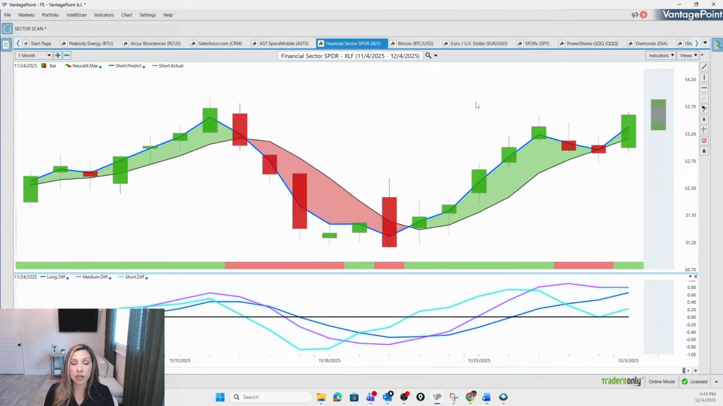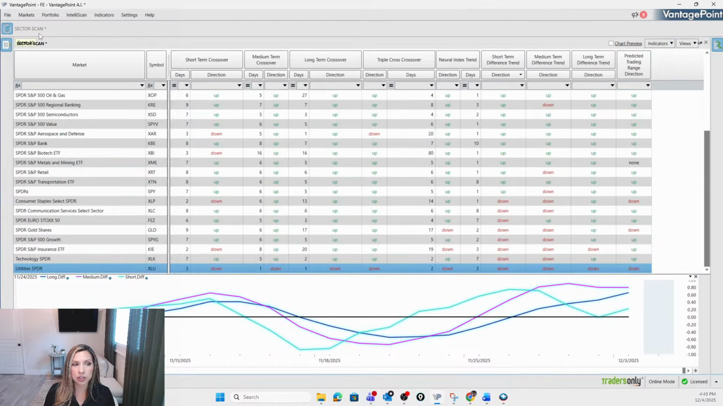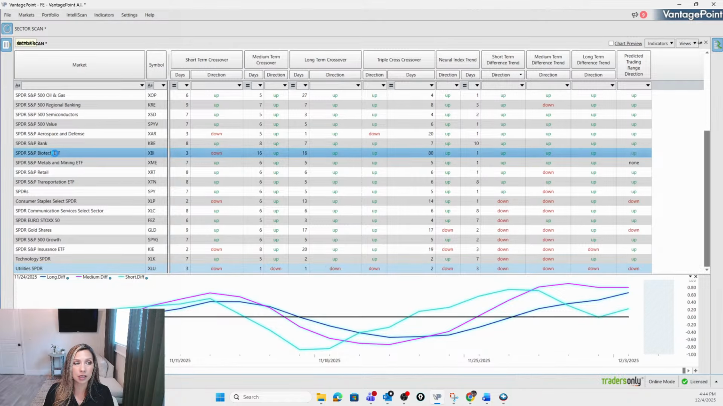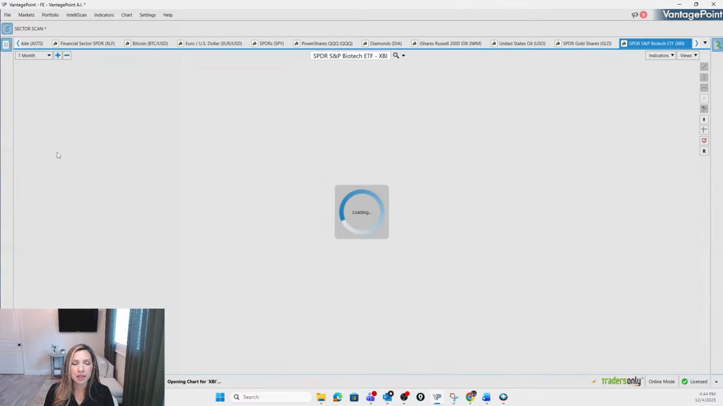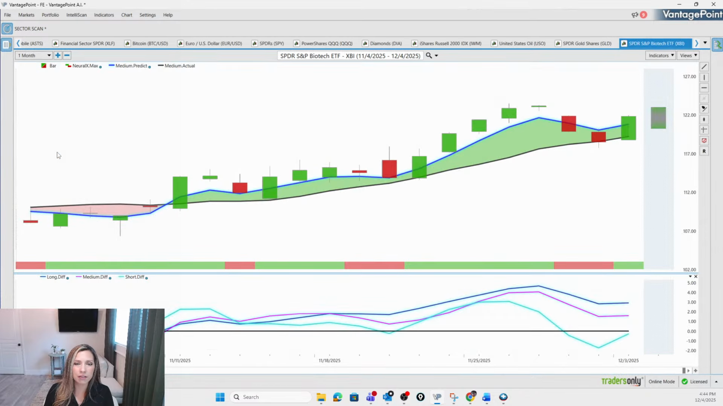So then we could even take a look at XLF. I told you we'd come back to this. Someone had typed in energy. Someone had typed in biotech as well. So let's come back to the sector scan, because we can open up individual ETFs as well. So XBI is the biotech sector. We can see that here. That's biotech ETF, XBI. So I'm going to go ahead and just open that up straight from the scan. Double click. It's going to open the chart for me. So we can get to the charts straight from the scan.